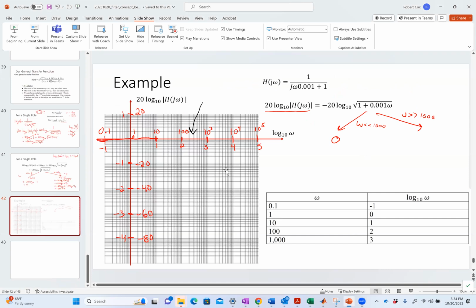Okay, so I'm going to try. Right up until the pole. Where is the pole? So be careful. Where's the dividing line between low and high? 1,000. So right up to 1,000, I'm going to say he's flat. Then beyond that, what am I going to do? Draw a line going down. And what's his slope?